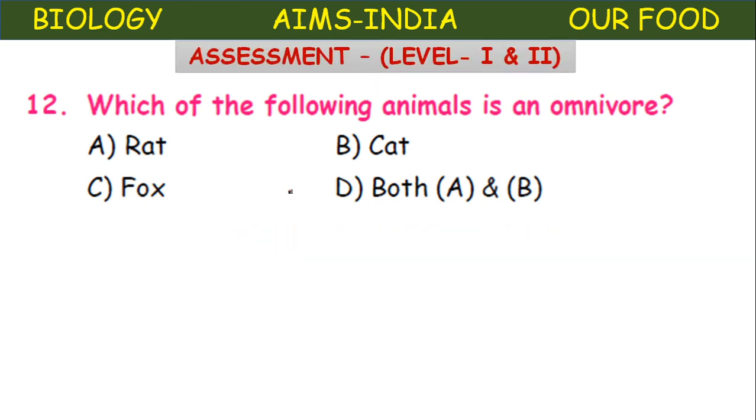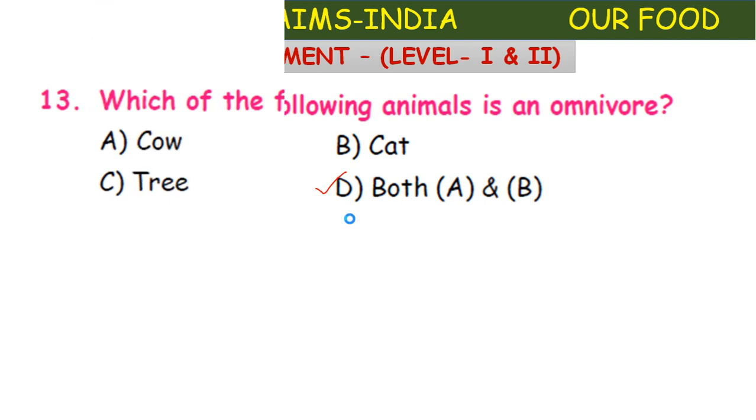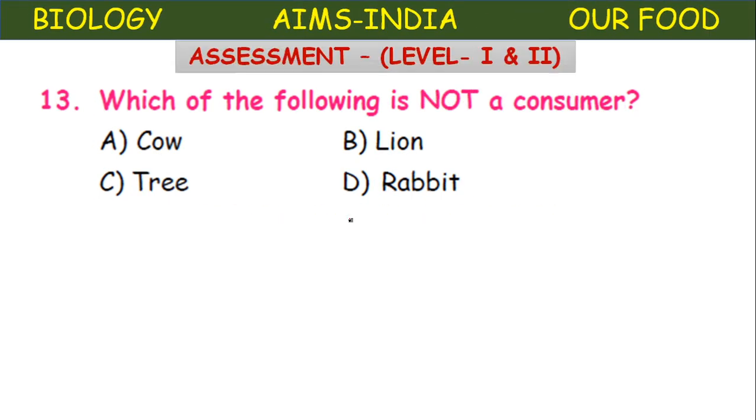Which of the following animals is an omnivore? Rat, cat, fox, both A and B. So it is a rat and a cat, they are omnivores. Fox is a scavenger, carnivore.